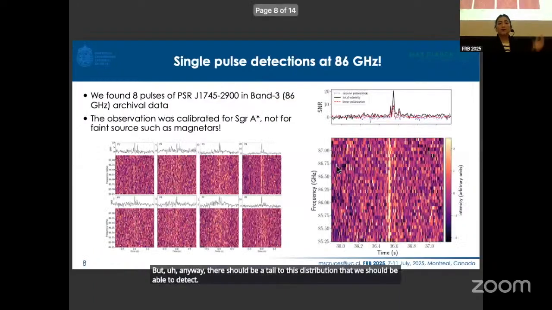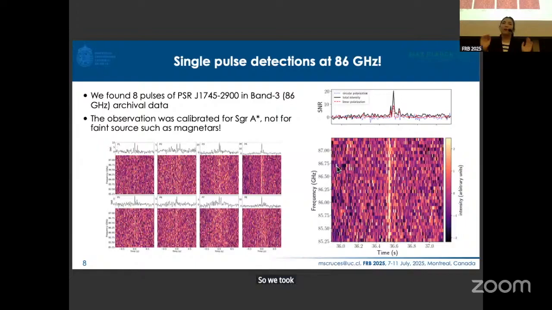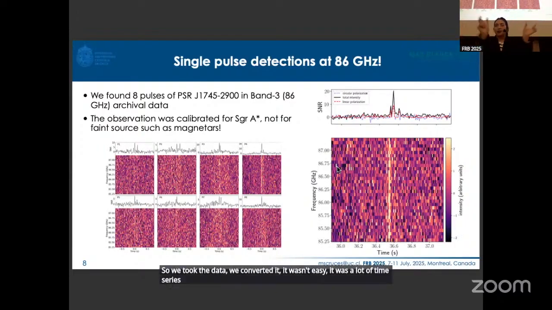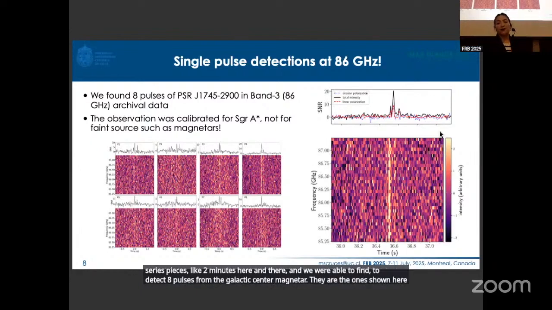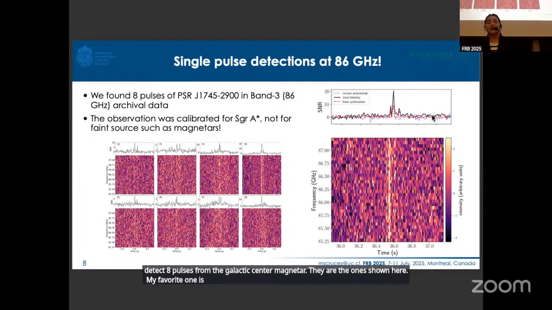So we took the data, we converted it. It wasn't easy. It was a lot of time series pieces, like 2 minutes here and there. And we were able to detect 8 pulses from the Galactic Center magnetar. They are the ones shown here. My favorite one is for sure the brightest, which is the one there.